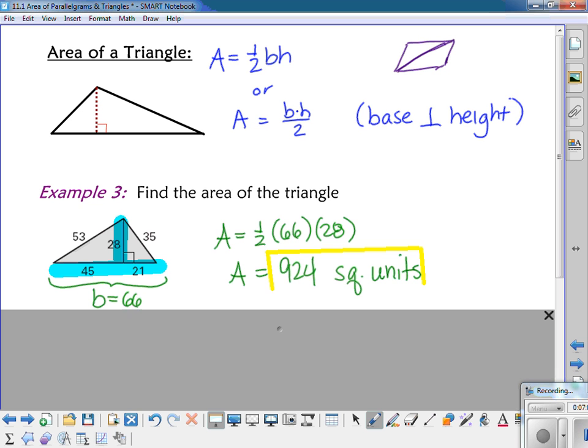Area is always going to be in square units. Sides and perimeters are in linear units. Area is in square units.